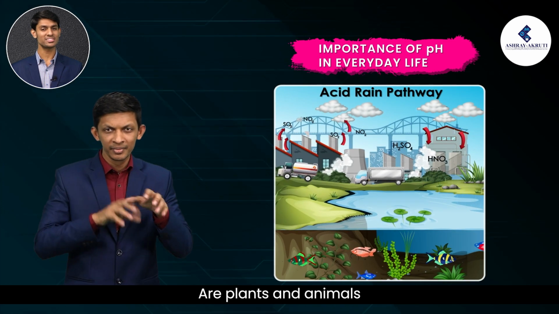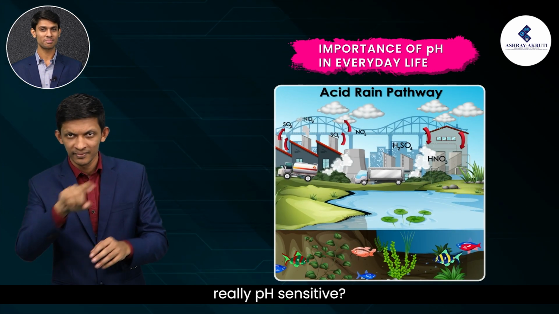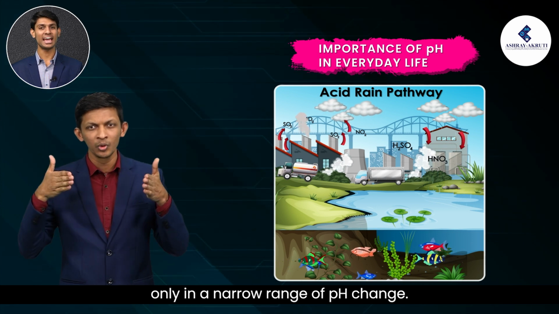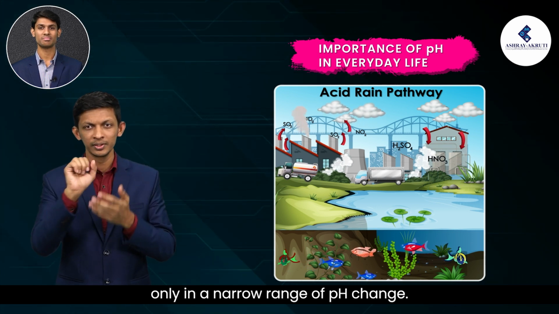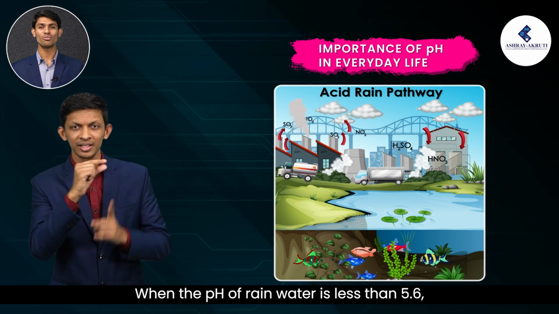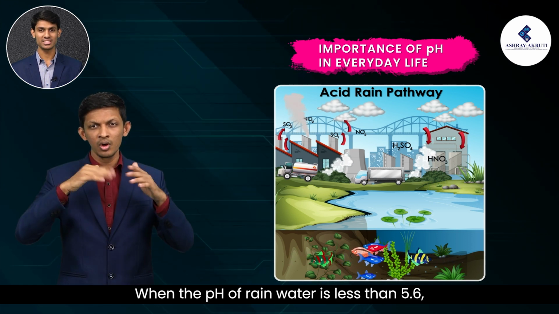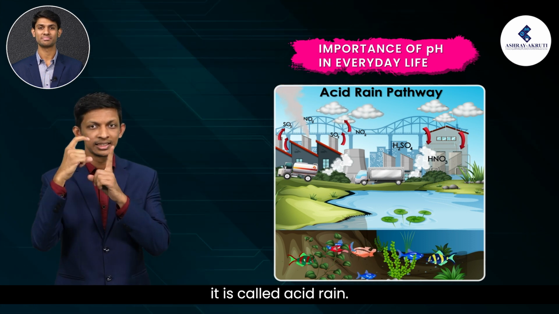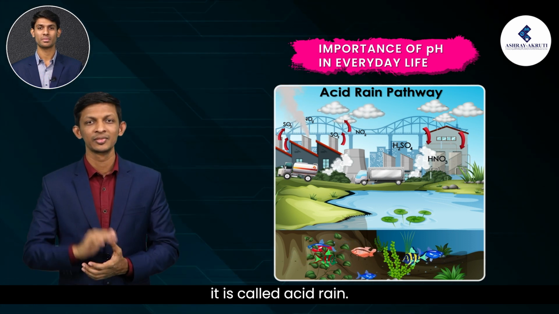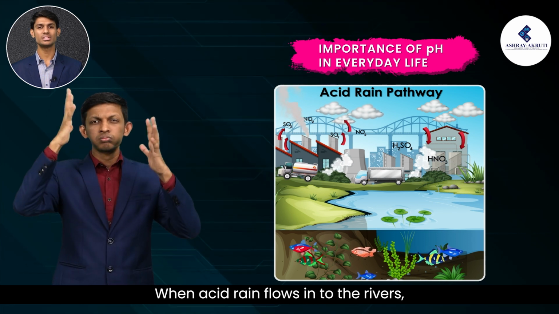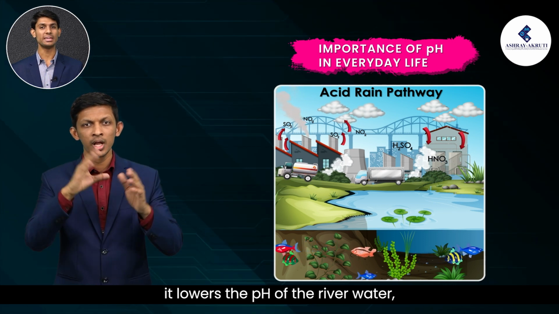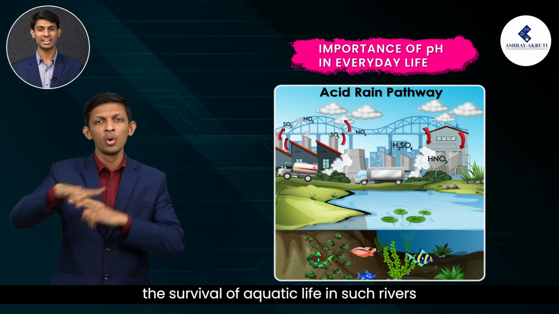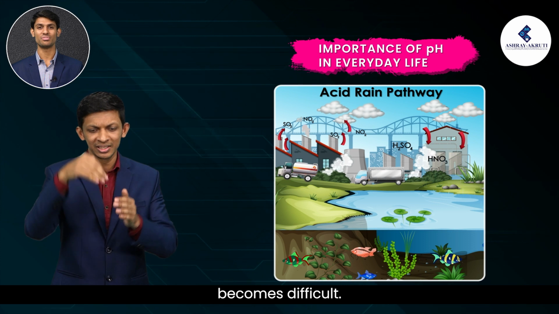Are plants and animals really pH sensitive? Living organisms can survive only in a narrow range of a pH change. When the pH of rainwater is less than 5.6, it is called acid rain. When acid rain flows into the rivers, it lowers the pH of the river water. The survival of aquatic life in such rivers becomes difficult.